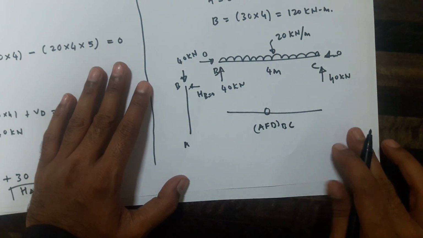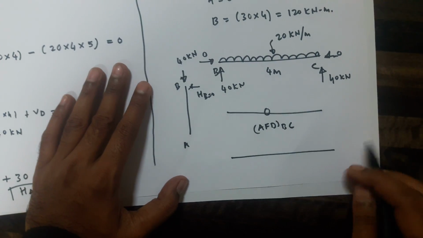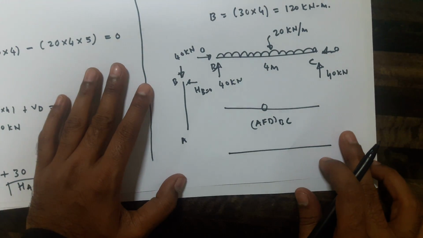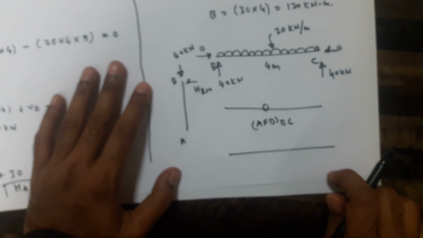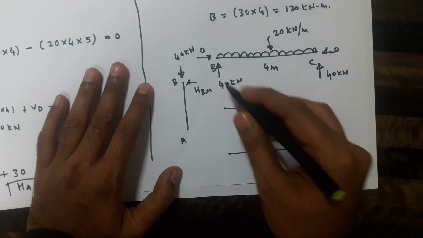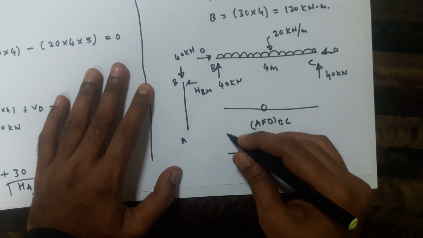What about the shear force? You have to calculate. Shear force at left of B is 0. First draw the datum. Above the datum, positive value of shear force. Below the datum, negative value of shear force. Okay. Left of B is 0. Right of B is 40 kilonewton.